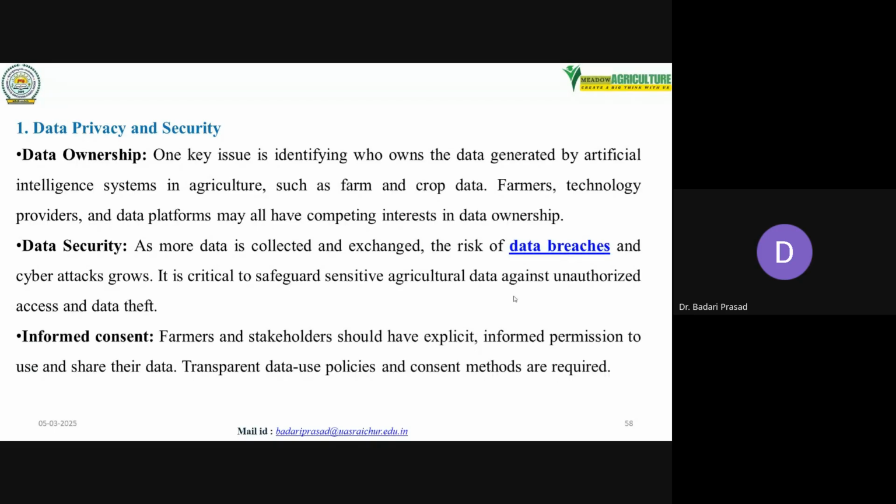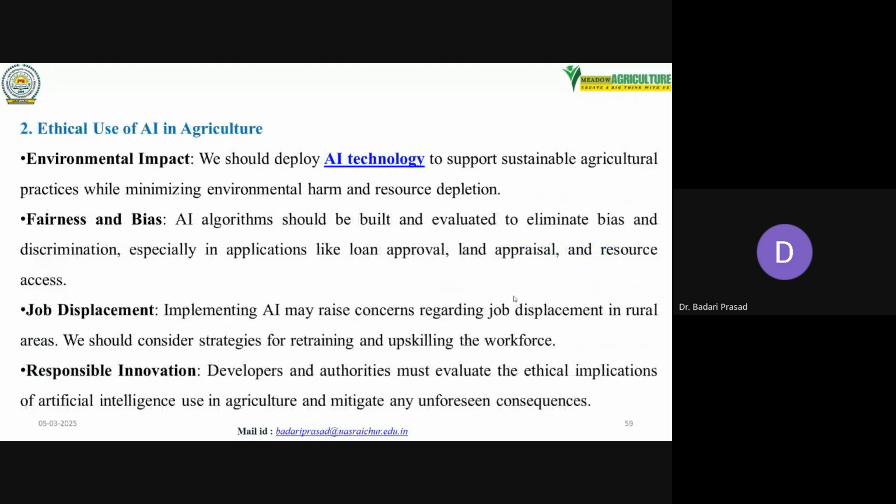Informed consent. Farmers and stakeholders should have explicit informed permission to use and share their data. Transparent data use policies and consent methods are required. So ethical use is also about environmental impact. We should deploy this technology to support sustainable agriculture practices while minimizing environmental harm and resource depletion. Fairness and bias: AI algorithms should be built and evaluated to eliminate bias and discrimination, especially in applications like loan approval, land appraisal, and resource access.